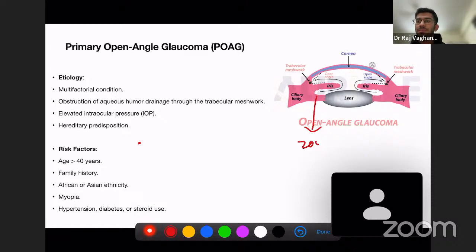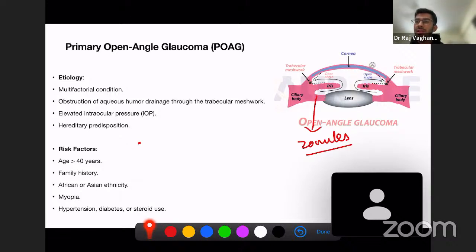Okay, so we have cornea, trabecular meshwork, open angle, ciliary body, iris. Now you can see this is the open angle, the angle this forms. Just focus on my red marker. Like this is forming an angle.